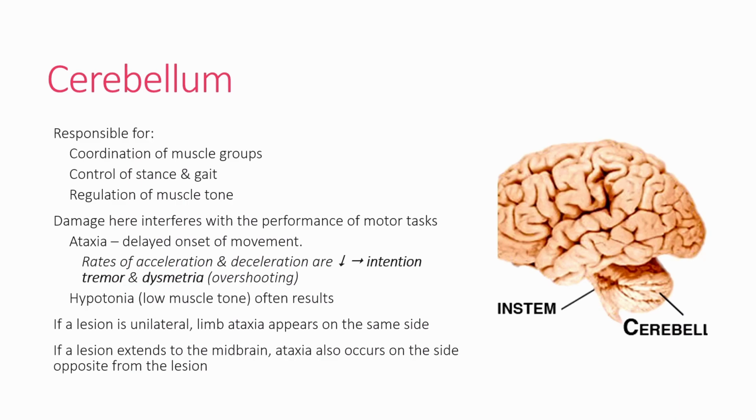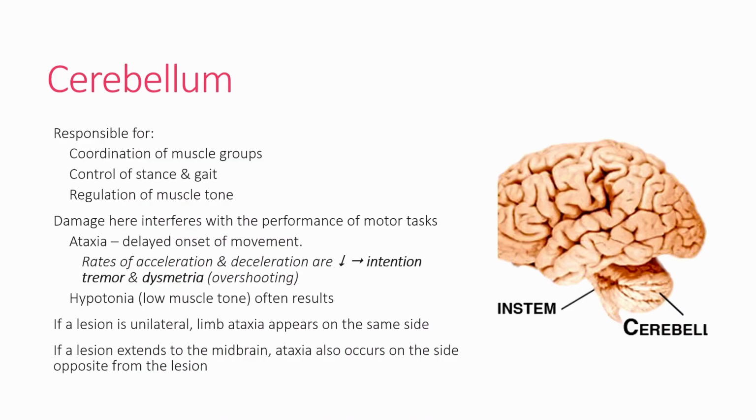So ataxias, delayed movements, the rate of acceleration and deceleration are decreased. So they get very sluggish. They may get an intention tremor and dysmetria. An intention tremor is, for example, finger to nose. It's purposeful movement. An intention tremor means that as they're getting closer to you, the tremor gets worse. With purposeful movement, with intention, the tremors get worse. And overshooting, you overshoot your target. So with that finger to nose, they're not going to point out right away.